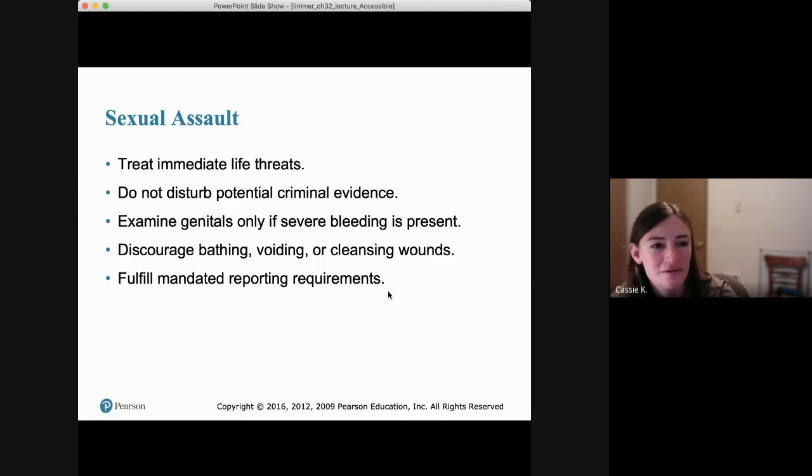Sexual assault: first and foremost, we're going to treat any immediate life threats. We'll do our best not to disturb any potential criminal evidence. Only if there's severe bleeding present do we need to actually examine the genitals. Discourage them from bathing, going to the bathroom, or cleansing wounds, because that can be evidence. And then take care of any required reporting or investigatory needs.